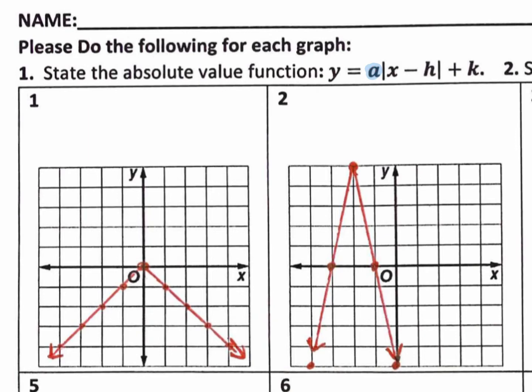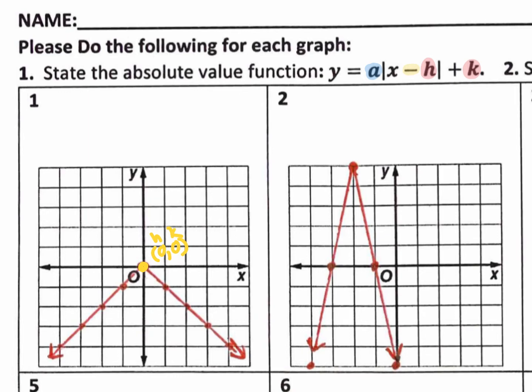Now the vertex is the most important point, which is the value of h and the value of k. It's very important that whenever we look at h, we think opposite because of that minus sign. And the k value, just take it for what it is. So let's look at number one and see if we can identify the a, the h, and the k. Obviously the vertex is h and k. Right here on this yellow dot, that is the vertex, and the vertex is 0, 0. So your h value is 0, your k value is 0.